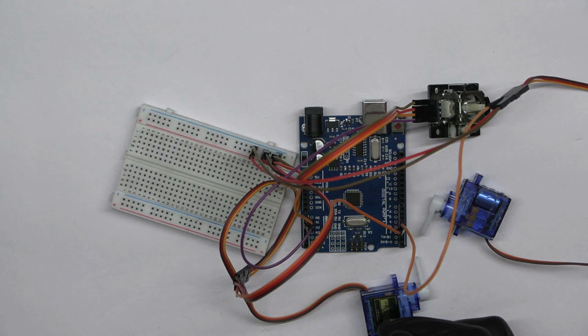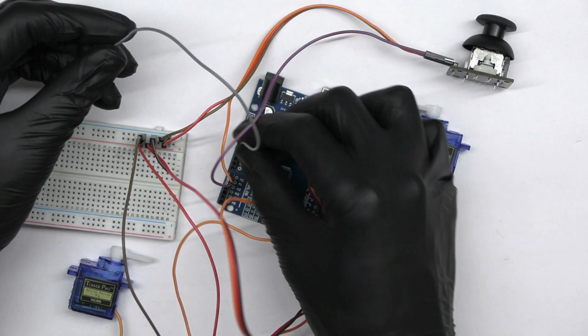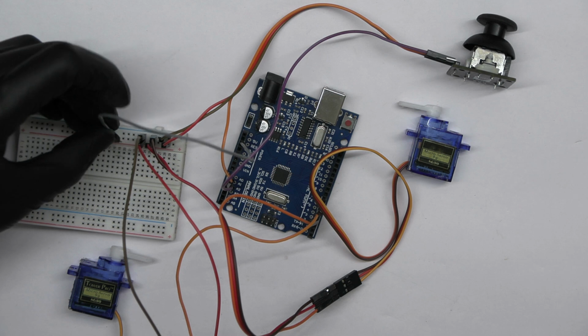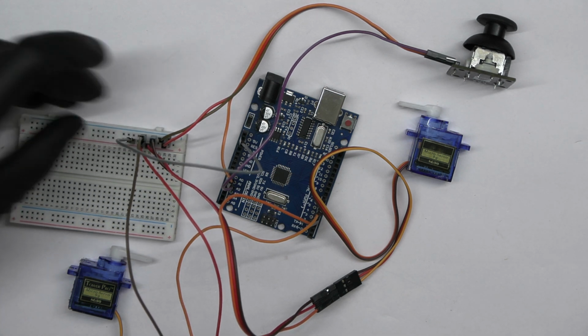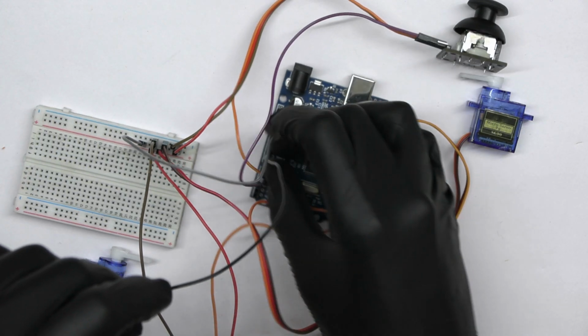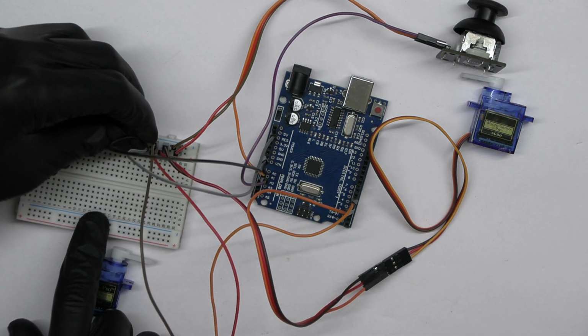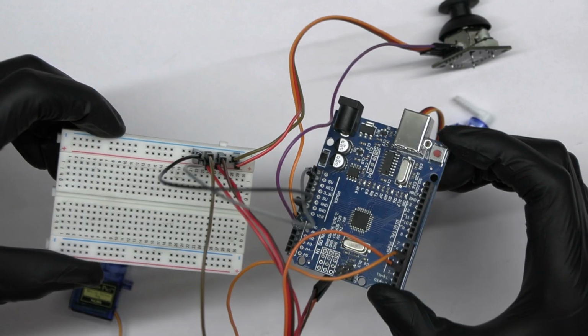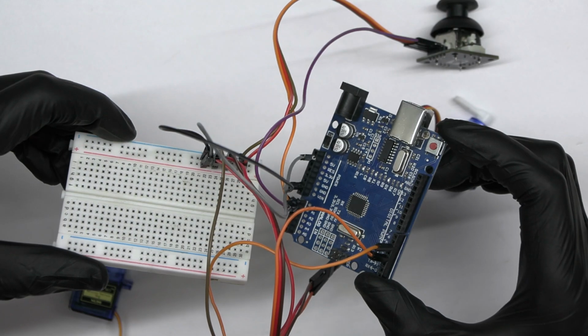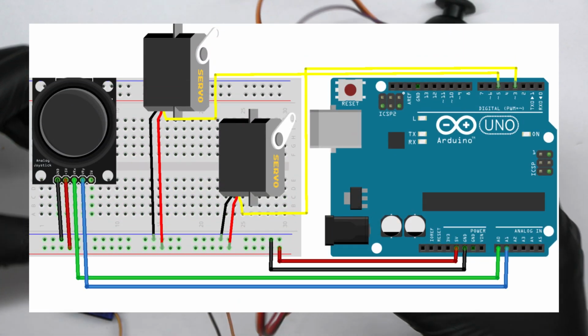Now, we'll need to provide power to our circuit. Connect the 5V pin from the Arduino to the positive rail of the breadboard. Connect the GND pin from the Arduino to the negative rail of the breadboard. That's it. Verify the connection according to this circuit diagram.